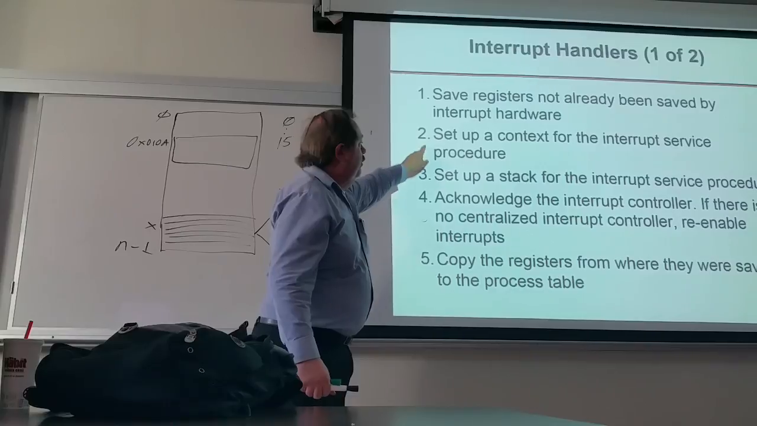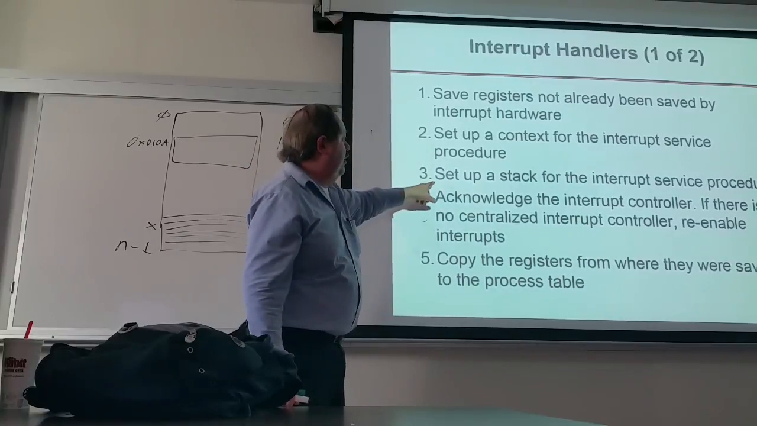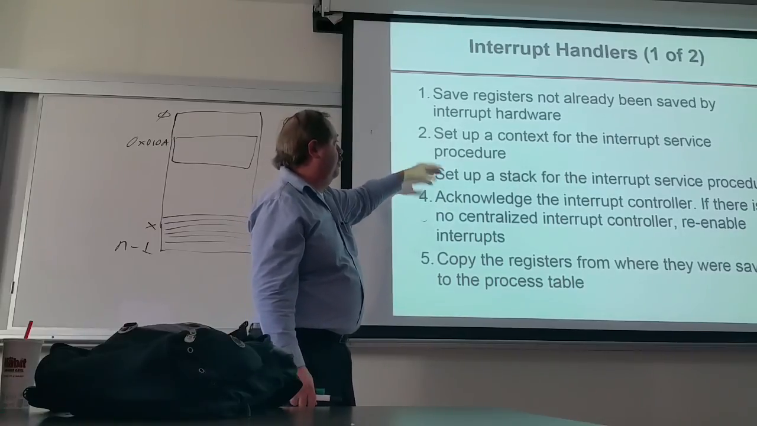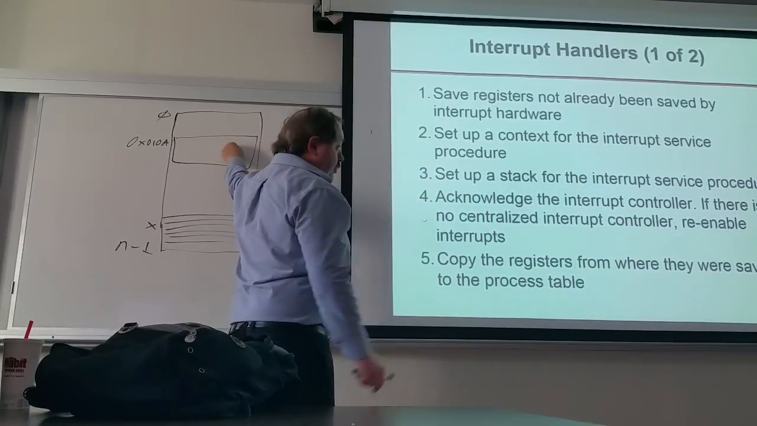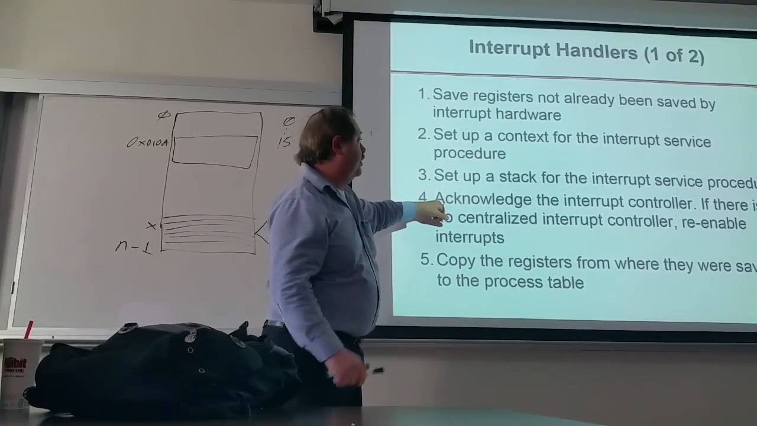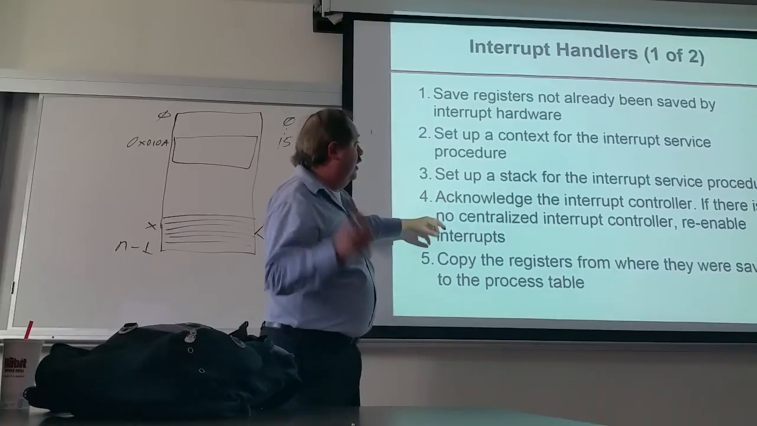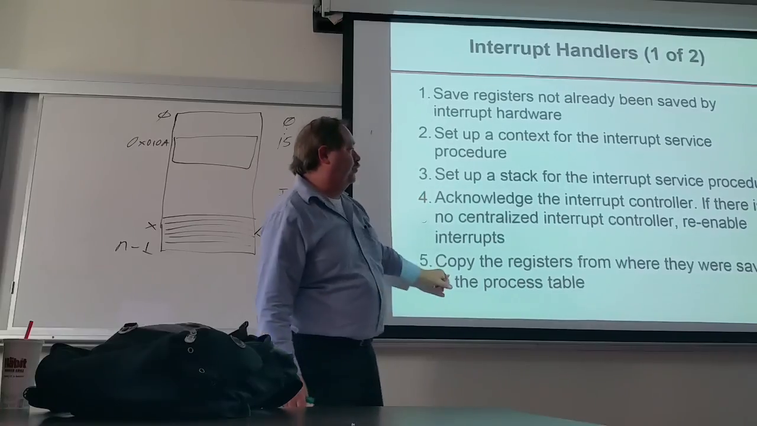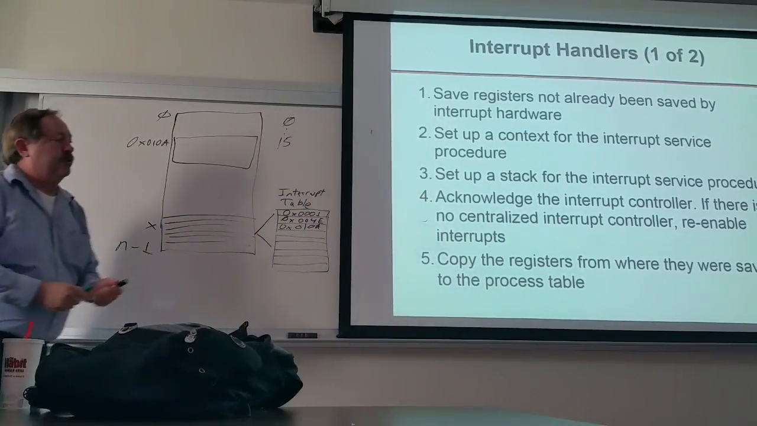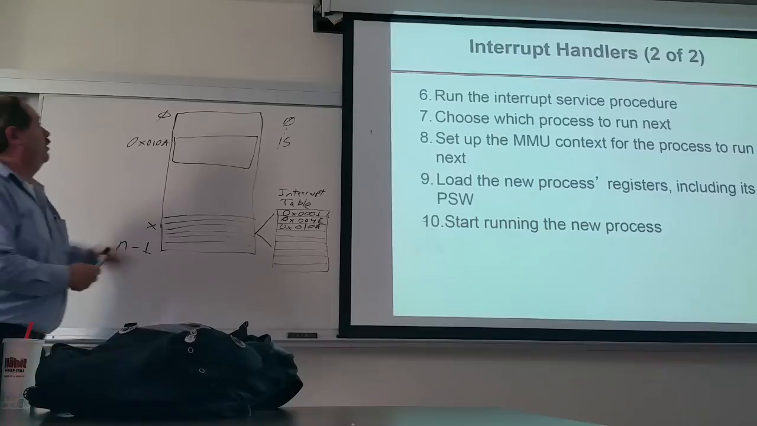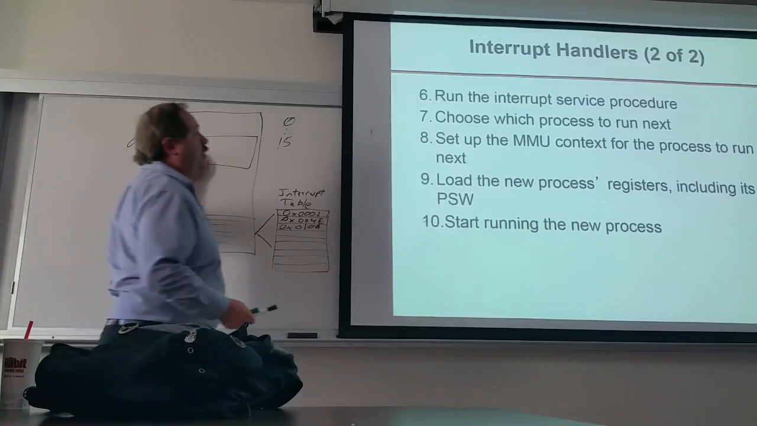So now I can go from here to here because I can get into my interrupt handler. And what I'll do is, of course, finish the context switch by putting a stack for the interrupt handler routine itself to work with. Acknowledge the interrupt controller, which is the CPU saying, acknowledge that interrupt so the next one can come in. And then re-enable interrupts. Copy the registers from where they were saved to the process table. Now this routine can start doing its work.